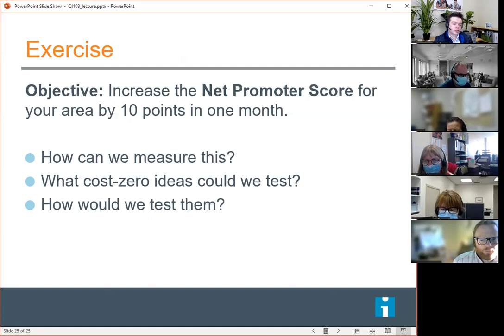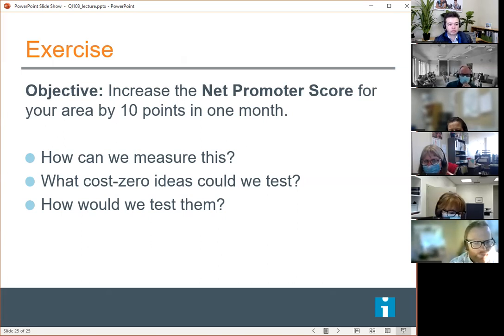And then, what sort of cost zero ideas could we test? These are changes to improve the net promoter score. One thing we could do is have a little prompt for nurses to ask an open question to the patient each day, like, how can I make your day a little bit better today, or something like that. And that in itself is cost zero.